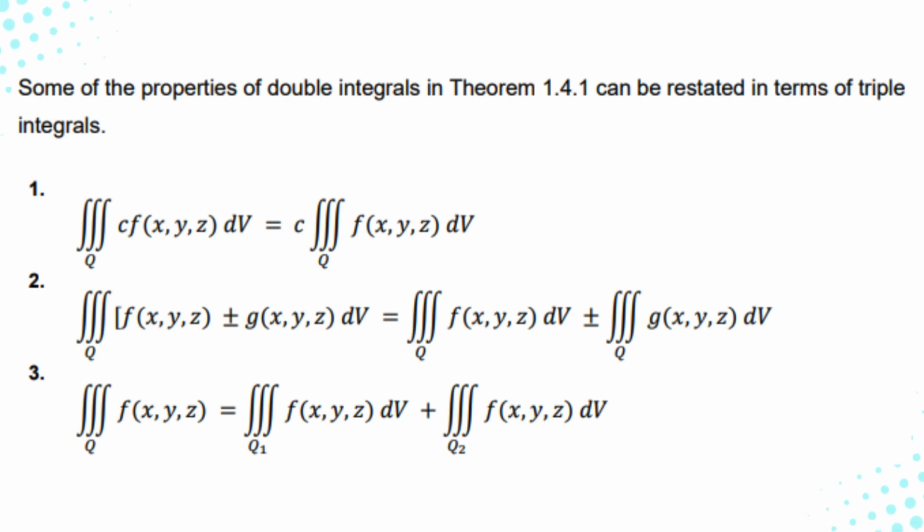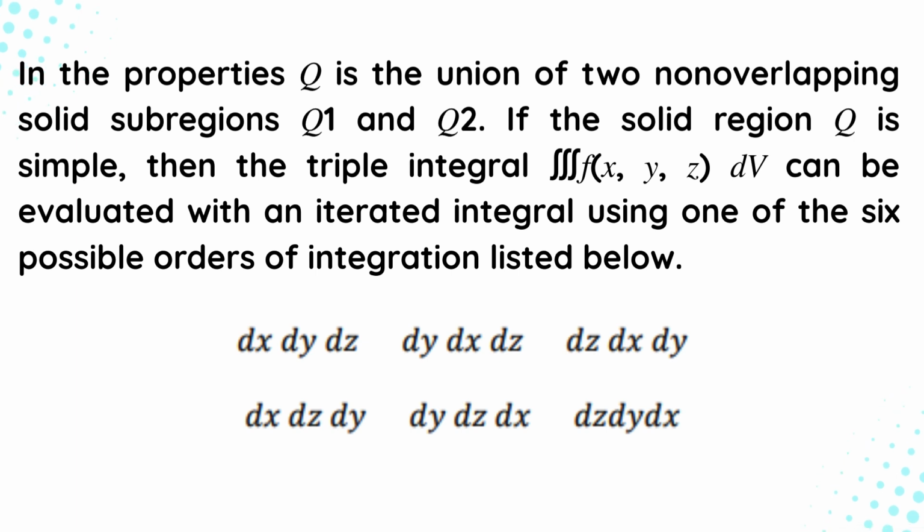And the last property, we have additivity over regions. The triple integral over Q equals the triple integral over Q sub 1 plus the triple integral over Q sub 2 if Q is split into two non-overlapping subregions. If a solid Q can be divided into two parts, we can integrate over each part separately and add the results. In the properties, Q is the union of two non-overlapping solid subregions, Q sub 1 and Q sub 2.